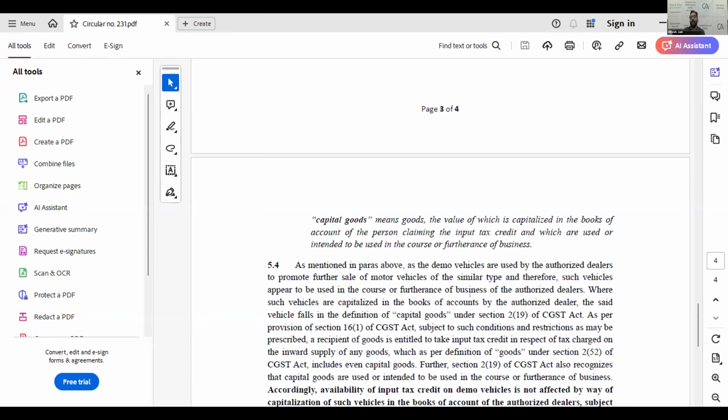When such a demo vehicle is sold, will GST be applicable on the sale of such demo vehicle? Definitely it will be applicable. And for the computation of GST on the sale of such demo vehicle, we need to go to the provisions of section 18(6), read with rule 44 of the CGST Rules, which gives us the manner for calculating the GST payable on sale of such demo vehicles.